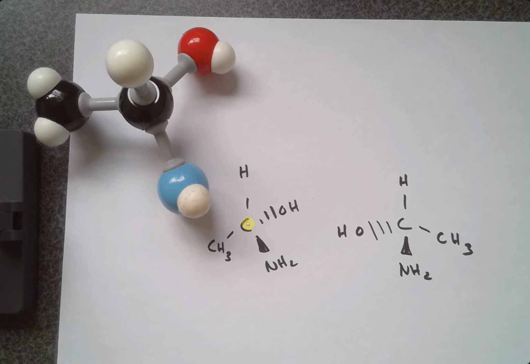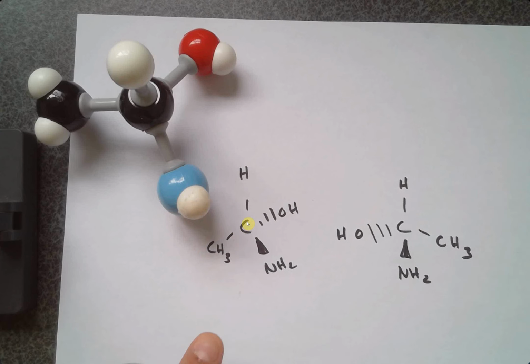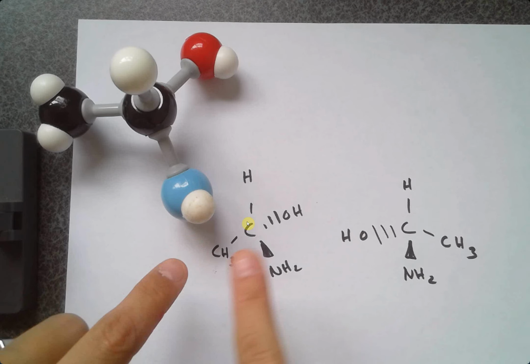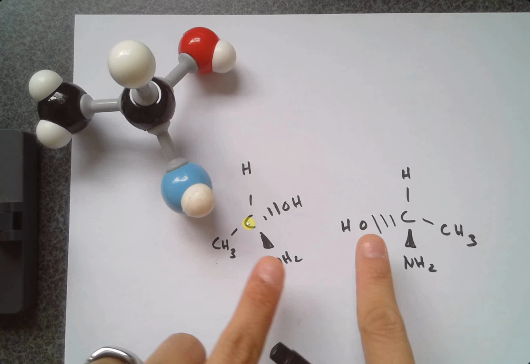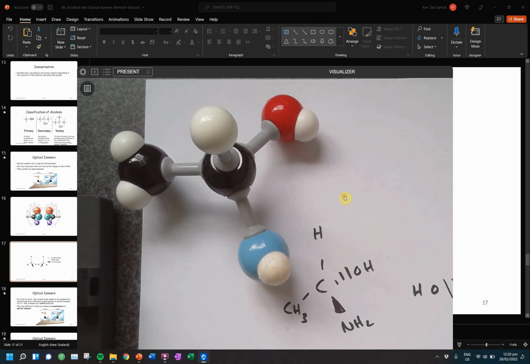Basically, the easier way to remember it is you draw these two the same, and what you're doing is you're flipping that around. So I flipped that one to this side and I flipped that one to that side. I don't know if that makes any more sense, but don't worry, you'll have time to practice that.